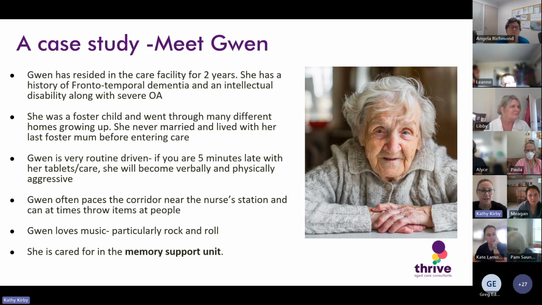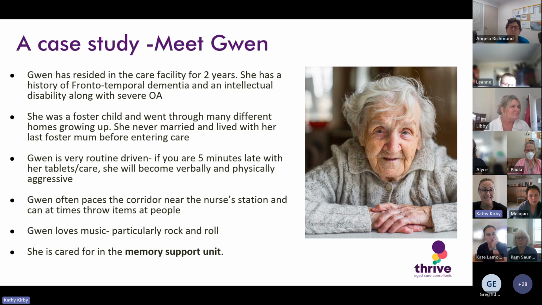What else do we know about Gwen? She was a foster child, okay, and she went through many different homes. So she was growing up quite fast, even with her intellectual disability. She had to mature quite quickly. She never married and she lived with her last foster mum until she went into care, so even after the age of 18.